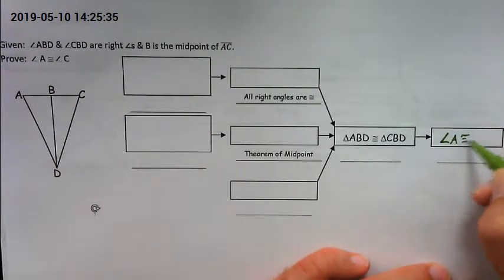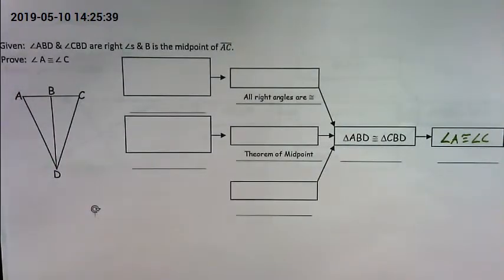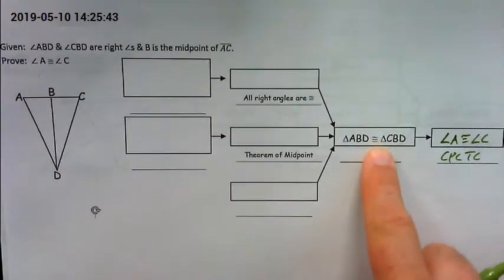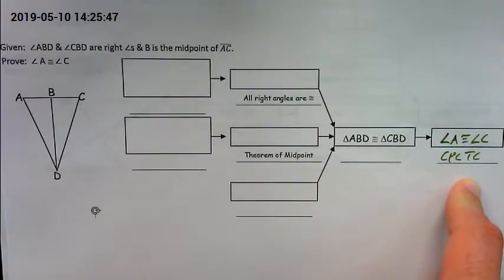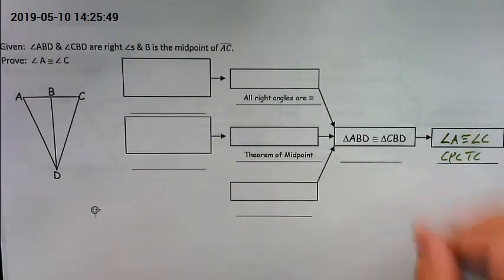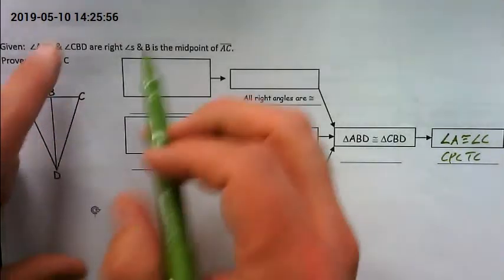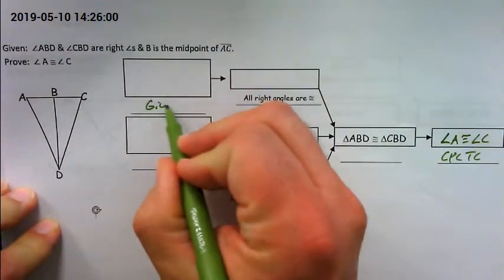Angle A is congruent to angle C, right? What we're trying to prove. Why? CPCTC. Because we proved the triangles are congruent, and we went past that, so now we're using CPCTC to say that those pieces are congruent. So I'm able to finish the end of the proof before I even started the beginning. All right? Now, we have two givens. Guess what those are giving? First two boxes.